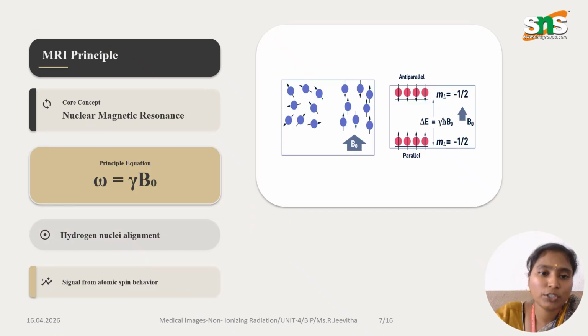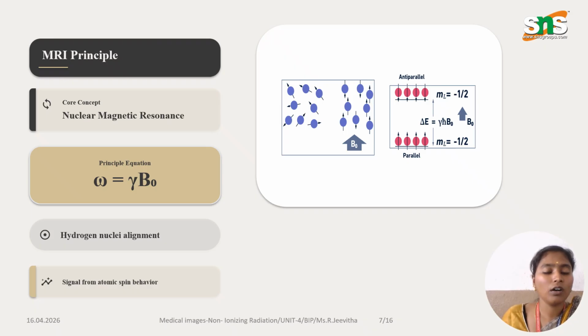Now let us go deeper into the MRI. The core concept is nuclear magnetic resonance, which has the formula omega equal to gamma B naught. This is the Larmor frequency. The human body has hydrogen atoms. These protons behave like tiny magnets. When placed in the magnetic field, they align.